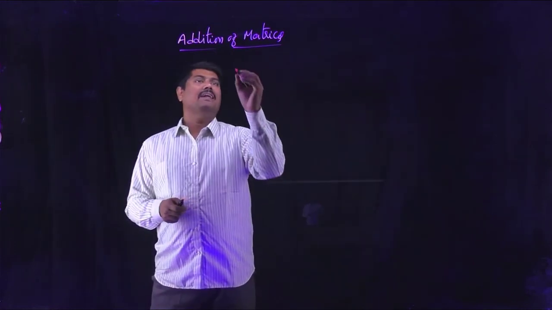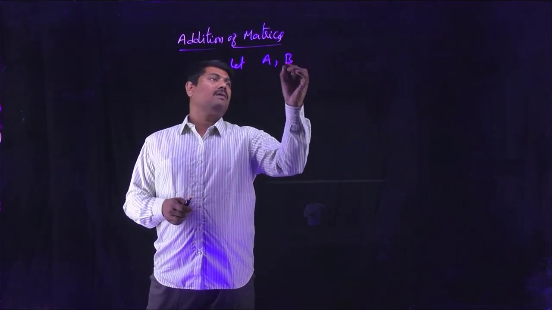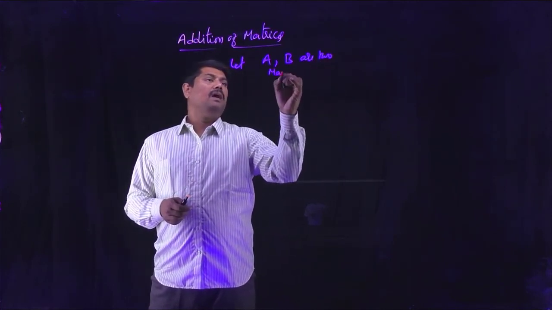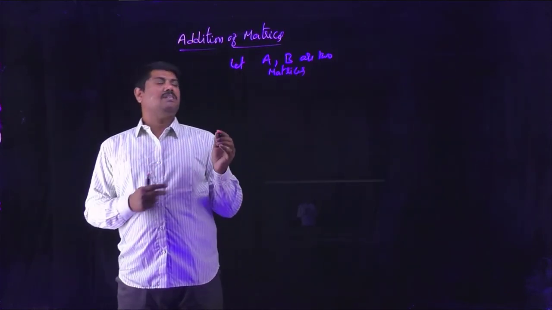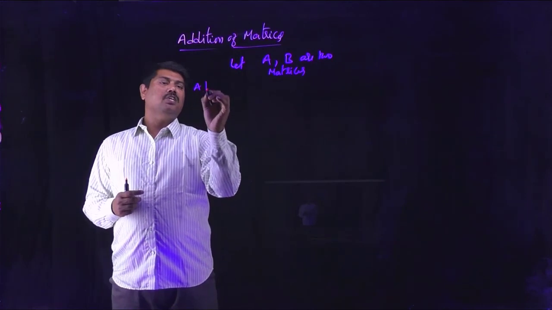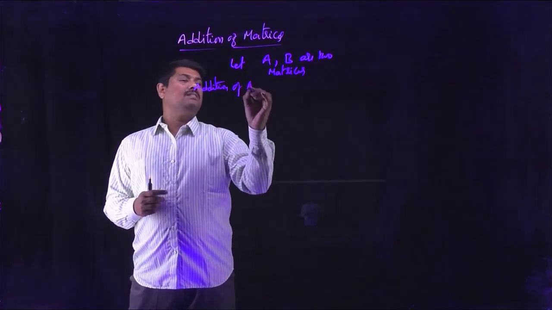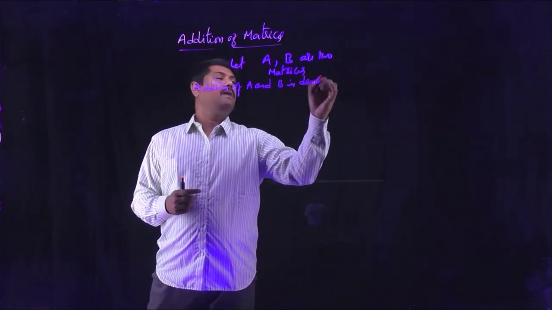So the concept is addition of matrices. For this, let us consider A and B are two matrices. Addition of the matrices A and B is denoted as A plus B.